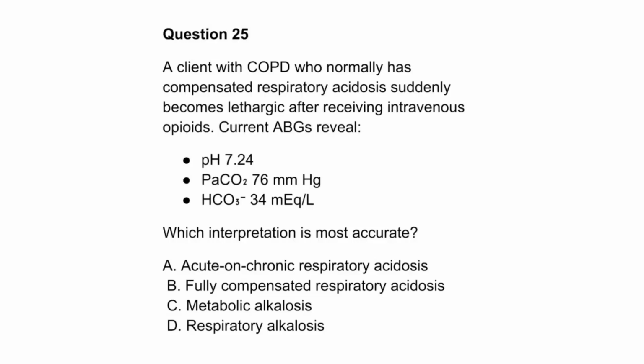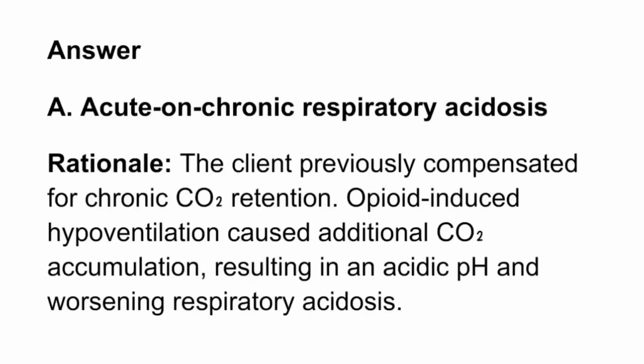A. Acute on chronic respiratory acidosis. B. Fully compensated respiratory acidosis. C. Metabolic alkalosis. D. Respiratory alkalosis. Answer: A. Acute on chronic respiratory acidosis. Rationale: the client previously compensated for chronic CO2 retention. Opioid-induced hypoventilation caused additional CO2 accumulation, resulting in an acidic pH and worsening respiratory acidosis.